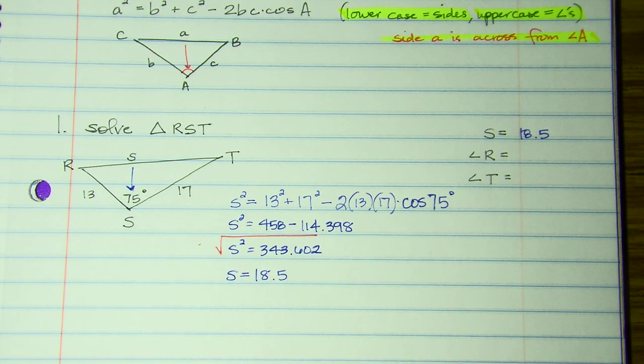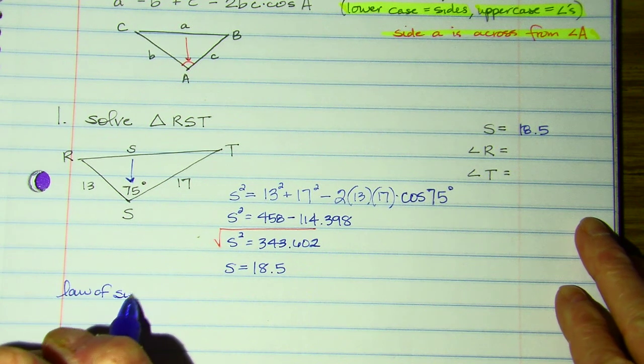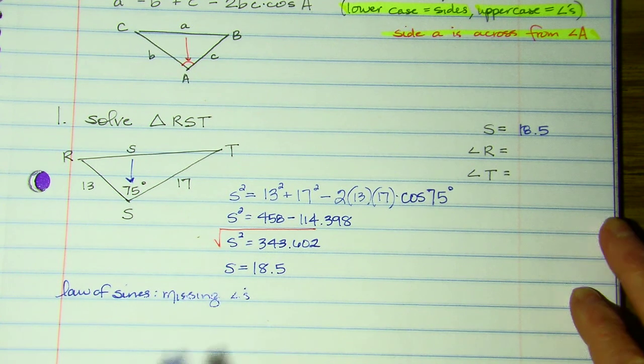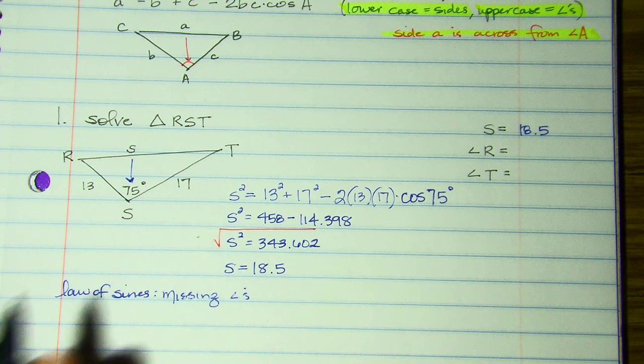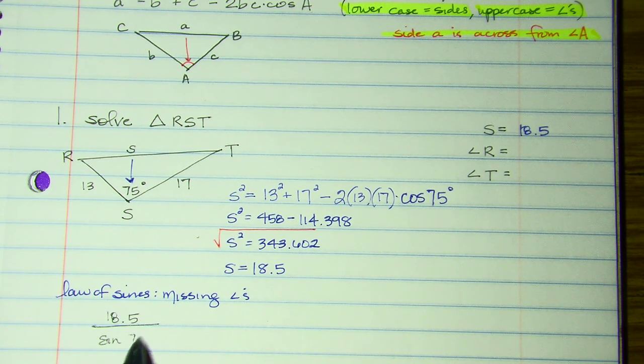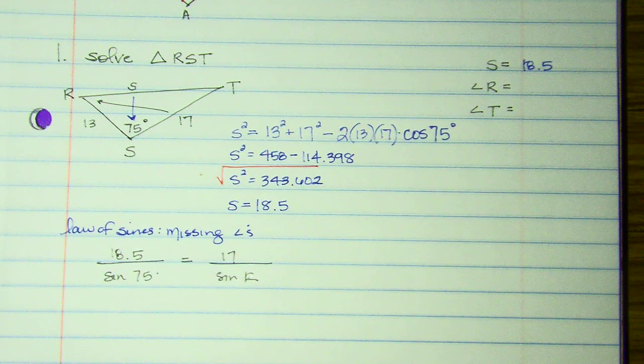And now I know what s is. Now I need to find my angles. You can either continue doing the law of cosines, or you can use the law of sines, if you'd like, to find the missing angles. So that is how I'm going to set this up now that I have a pair of angles. So we just found that 18.5 over sine of 75 degrees will equal 17 over the sine of angle R.